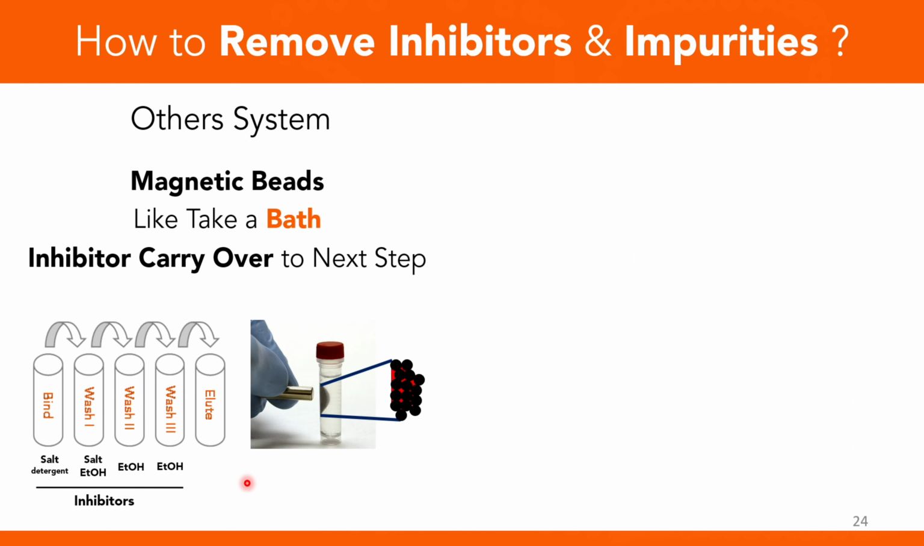So here, the way the magnetic bead system does the washing step is just like taking a bath. Everyone has the experience of taking a bath: if our body is full of soap, full of bubbles, even if we jump into lots of baths, there are still bubbles on our body. So it's not a good way to handle large volume or high inhibitor, high impurity samples.